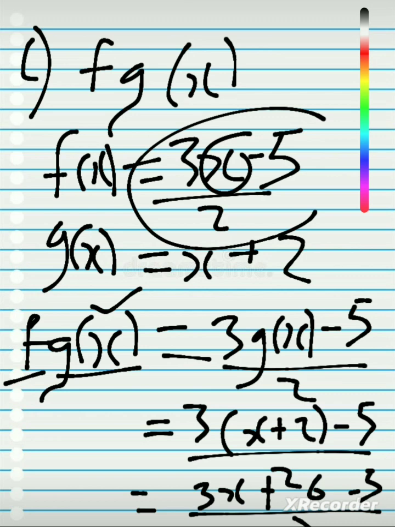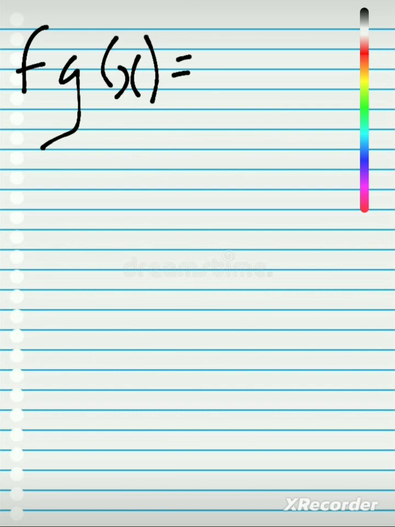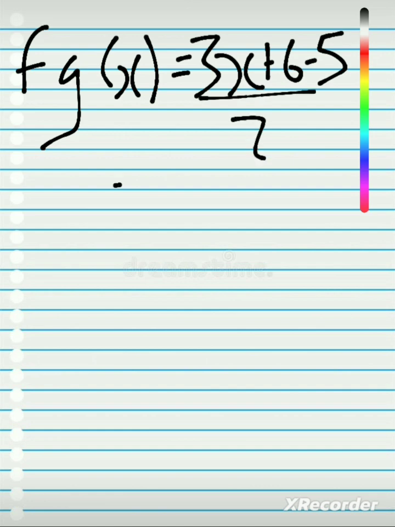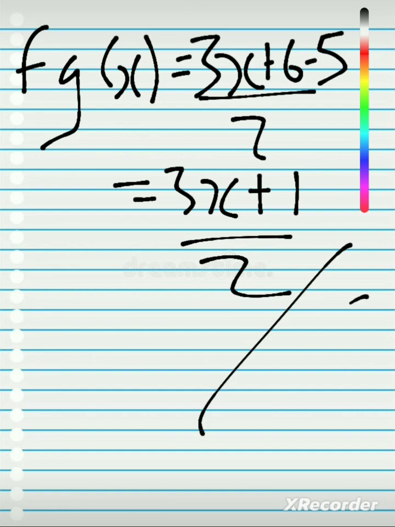We're just simplifying. So f(g(x)) is equal to 3x plus 6 minus 5 over 2, right? So it's going to be 3x, 6 minus 5 is 1, over 2. This is the final answer.